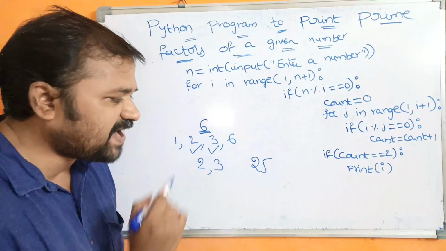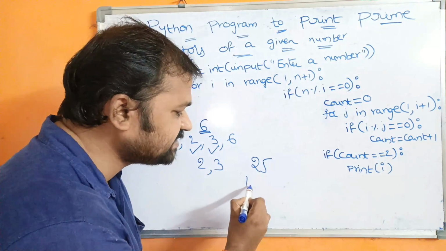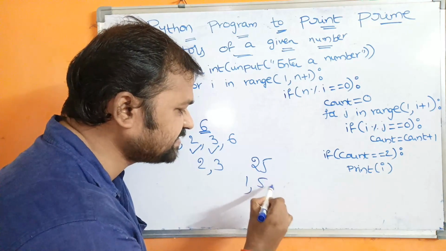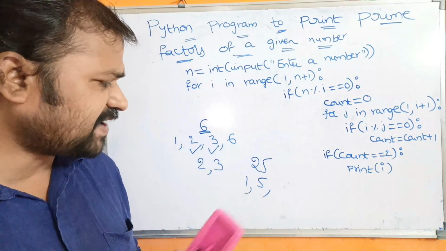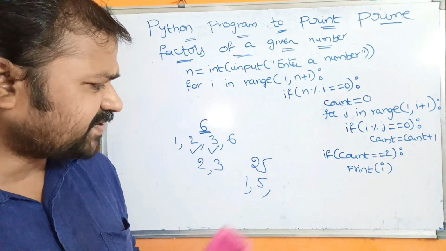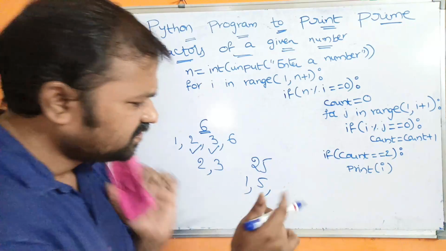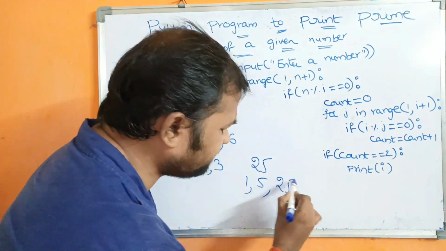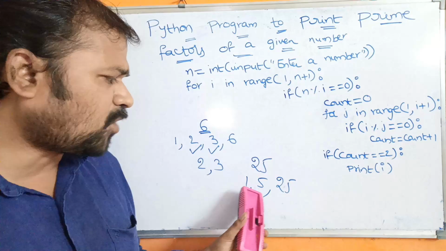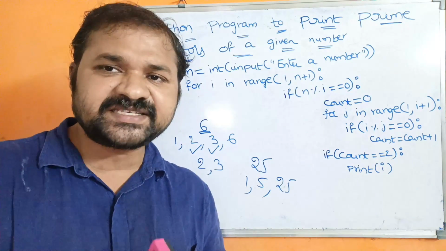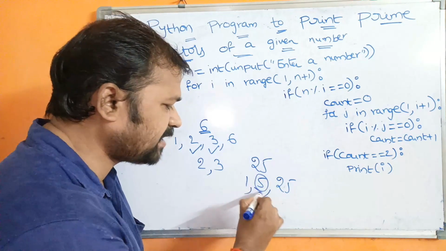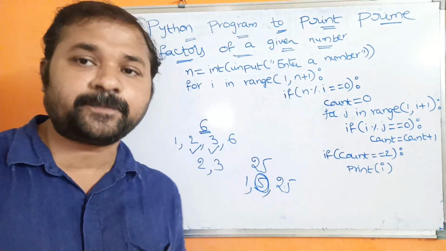Let the number be 25. Then what are the factors for 25? 1 is a factor, next 5 is a factor, 6 is not a factor, 7 is not a factor, 8 is not a factor, 9, 10, 11, 12, 13, 14, 15, all those are not factors. Next, 25 is a factor. Out of 1, 5, 25, which is the prime number? 5 is the prime number. So we can say that 5 is a prime factor.